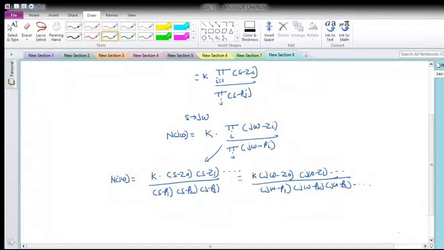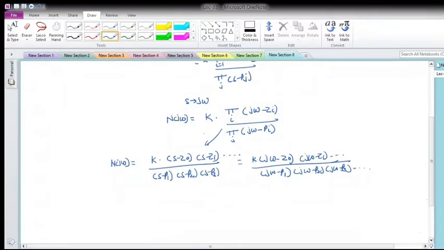Now each factor, that is each root, corresponds to a vector in the S-plane. For example, if I am taking j omega minus zi, this is also a vector in the S-plane. And j omega minus zi, or j omega minus pi, corresponds to a vector from this zero zi or this pole pi, directed to any point on the j omega axis. What does it mean?